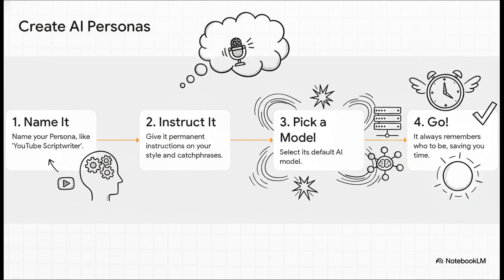Okay, let's say you're a YouTuber. You can create a custom AI persona called YouTube Scriptwriter. You feed it your specific writing style, your tone, even your catchphrases. You can tell it which AI model to use by default.